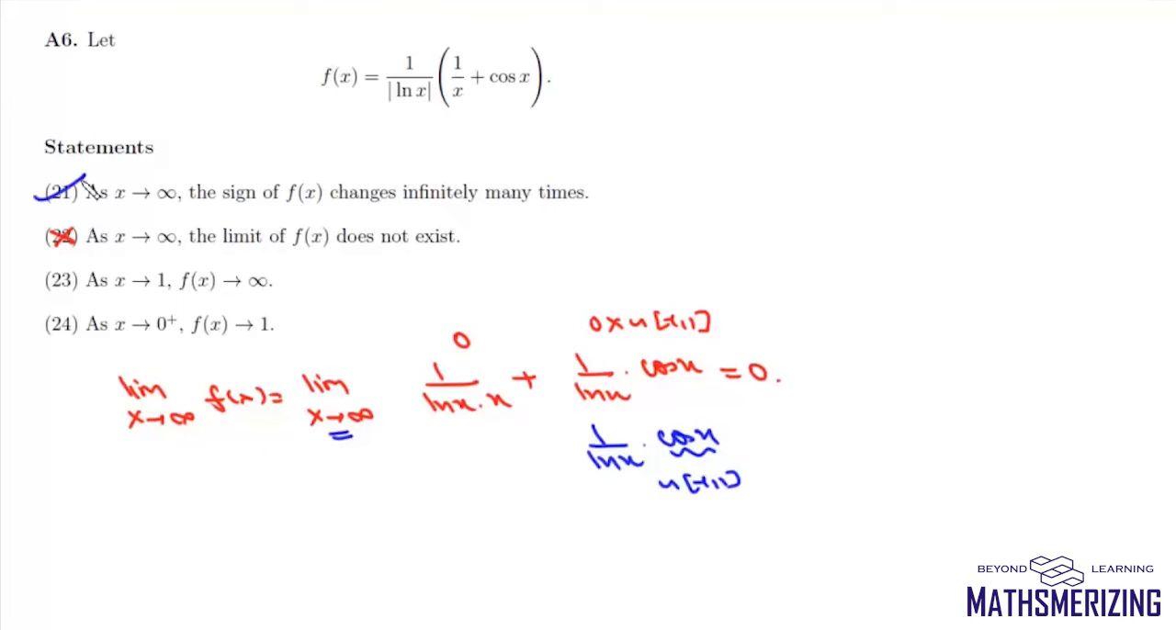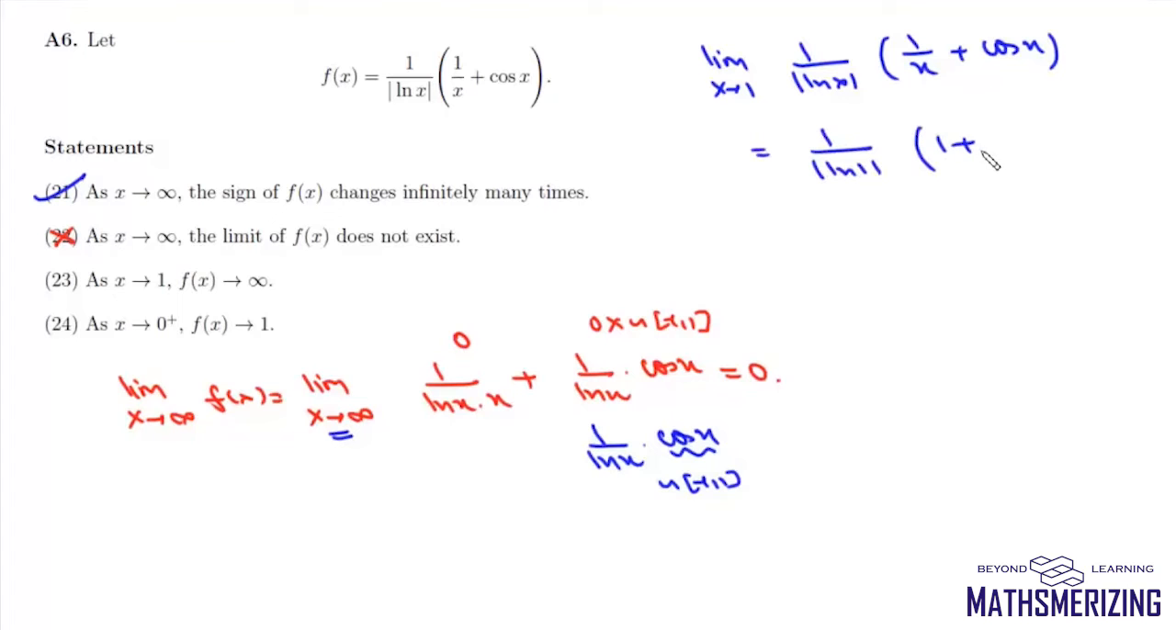23rd is as x tends to 1, f(x) tends to infinite. Now if we take this limit x tends to 1, 1 upon mod log x into 1 upon x plus cos x. Now it will be 1 upon mod log 1, and this is 1 plus cos 1. Now 1 plus cos 1 is positive. Now log 1 is 0, and basically this is 0 positive, and 1 upon 0 positive is plus infinite. That means this statement 23 is correct.